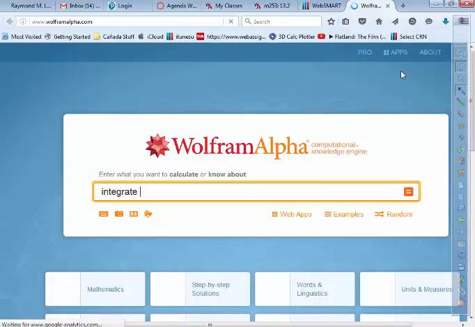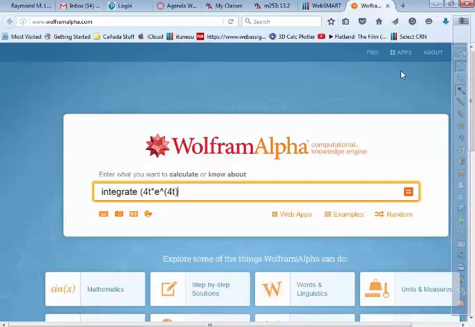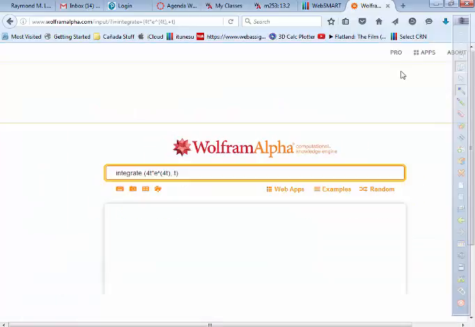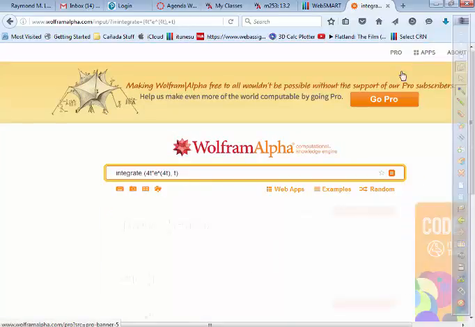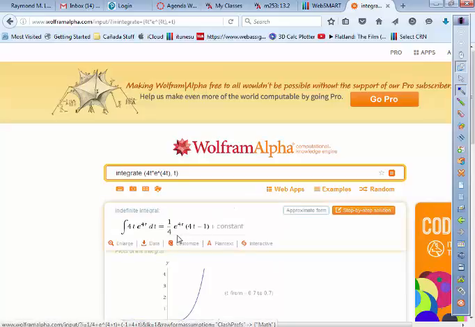We're going to integrate, what are we integrating? 4t times e to the 4t with respect to t. Yeah, could have come up with that.